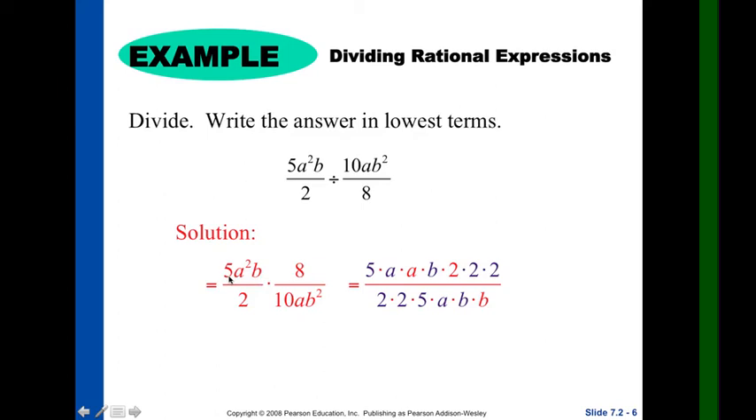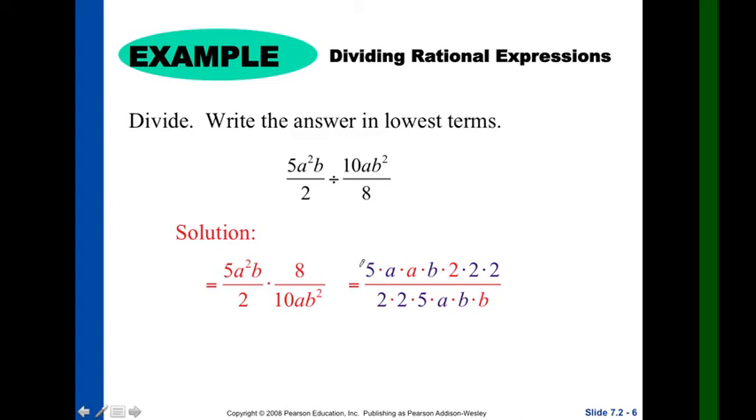So, for this one, we have 5, dalawang A, isang B. Tapos, yung 8, pwede siyang gawing tatlo. 2 times 2 is 4 times 2, 8. All over, yung 2. And then, yung 10, meron siyang 2 times 5 na factor. A, tsaka B squared, ibig sabihin dalawang B. From here, pwede na tayong mag-cancel.